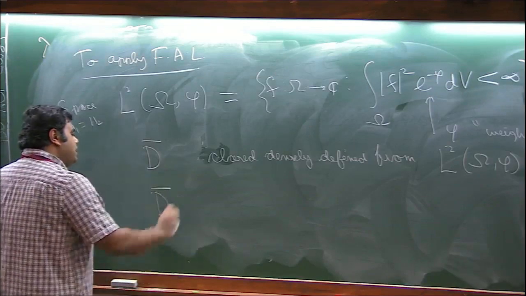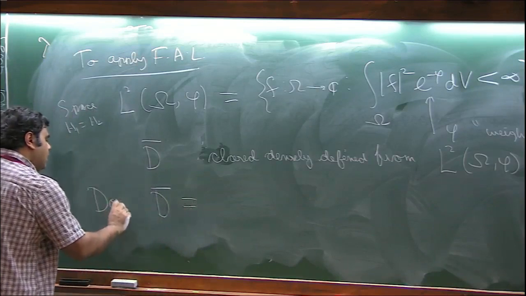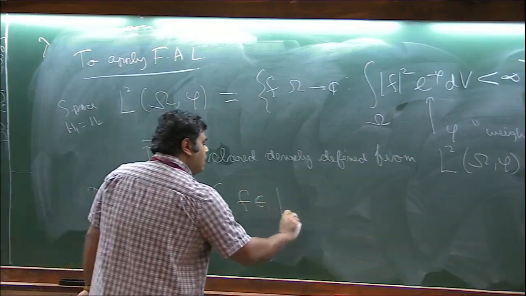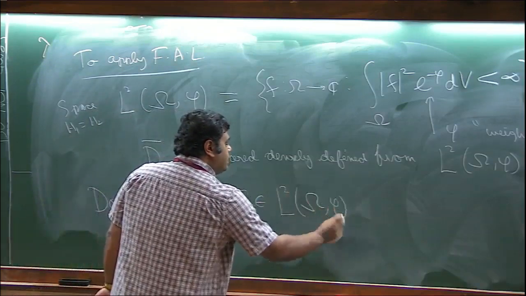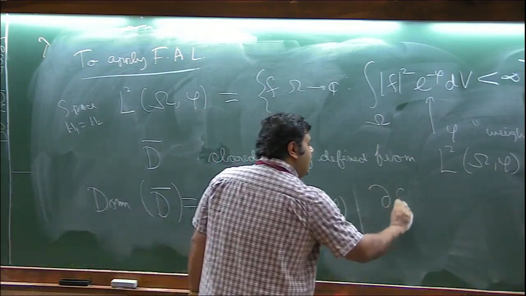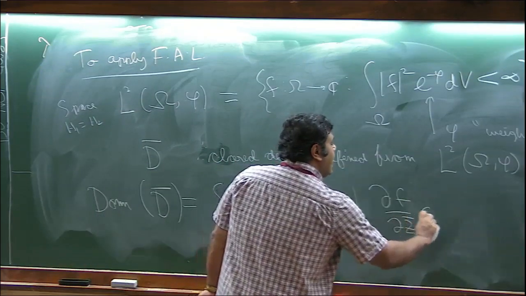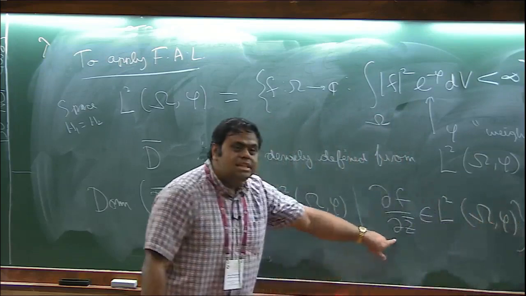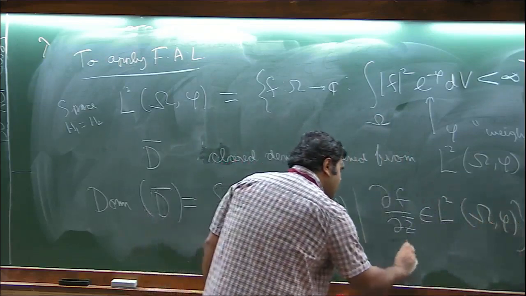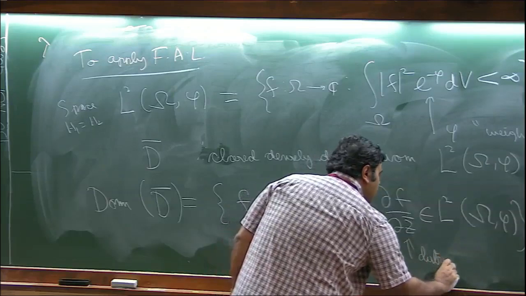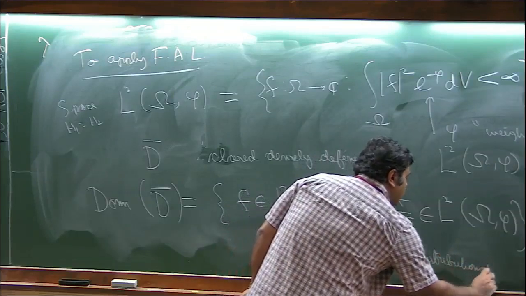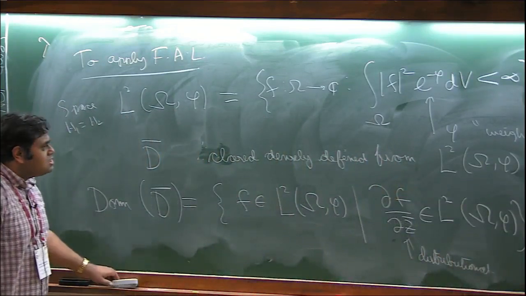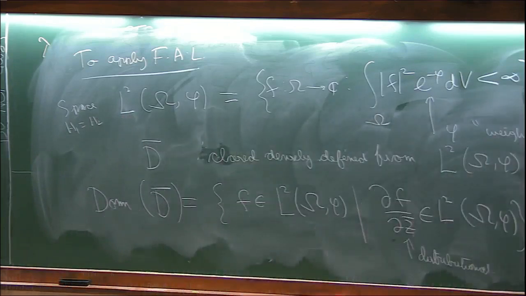The domain of this operator d bar consists of those functions f in L2(Ω, φ) such that if you take ∂f/∂z̄, that also belongs to L2(Ω, φ). Of course, this derivative is a distributional derivative. Is that clear? So what are some functions in this domain?